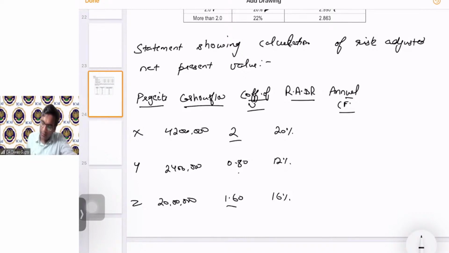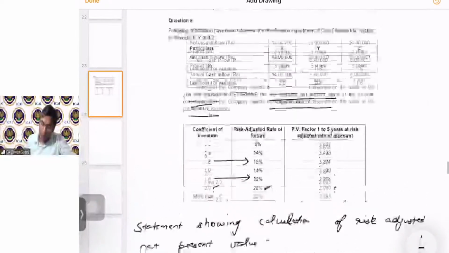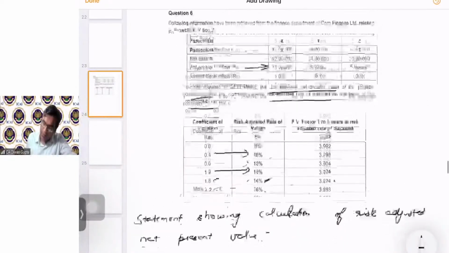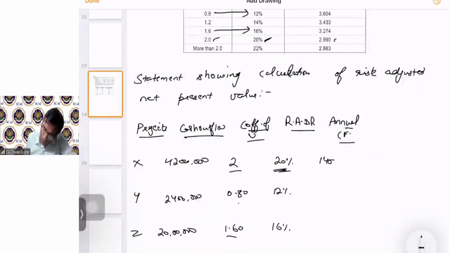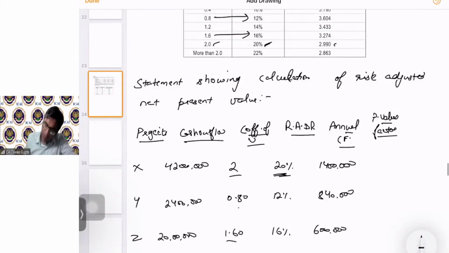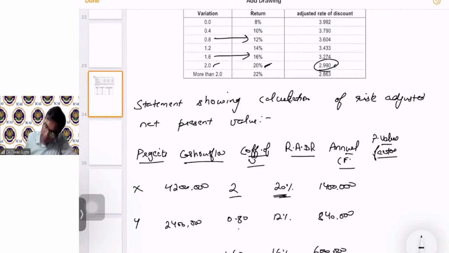So 42 lakhs, coefficient of variation is 2, RADR is 20%. First of all, we are writing what is the annual cash flow. Annual cash flows are given as this: 14 lakhs, 8,40,000, and then 6 lakhs. Present value factor will be what? Now, basis 20%, it becomes 2.990.